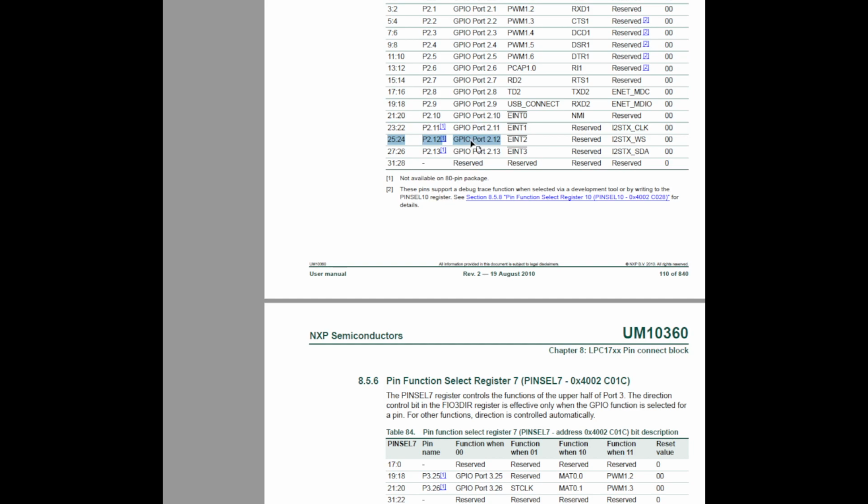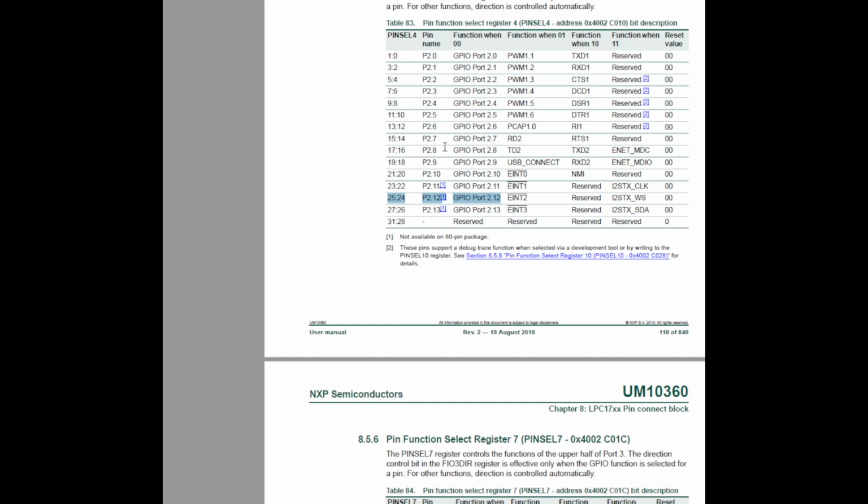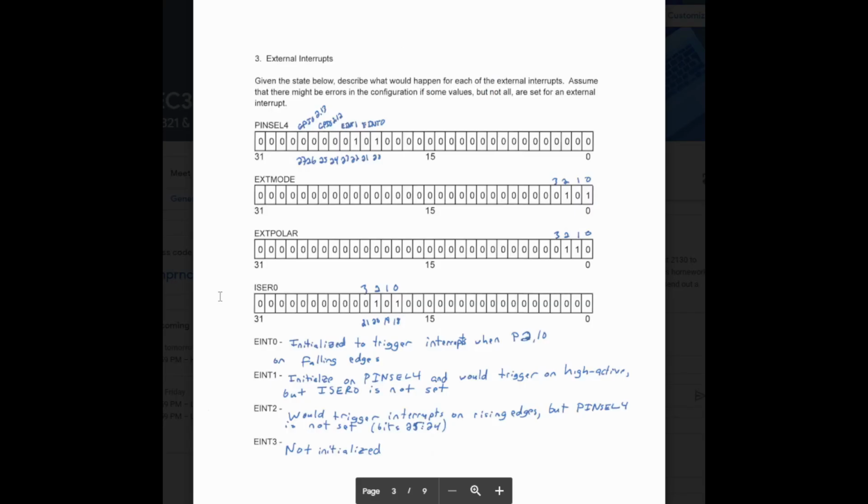So we could set FIODIR, we could set FIOPIN, and that would be functioning the way that we would expect it to as a GPIO pin. If we want it to be an external interrupt, we had to set it to 0, 1, which we did not do here. So this is sort of the first error that we might have, is that if we were trying to use either of those external interrupts, we have not initialized those values.